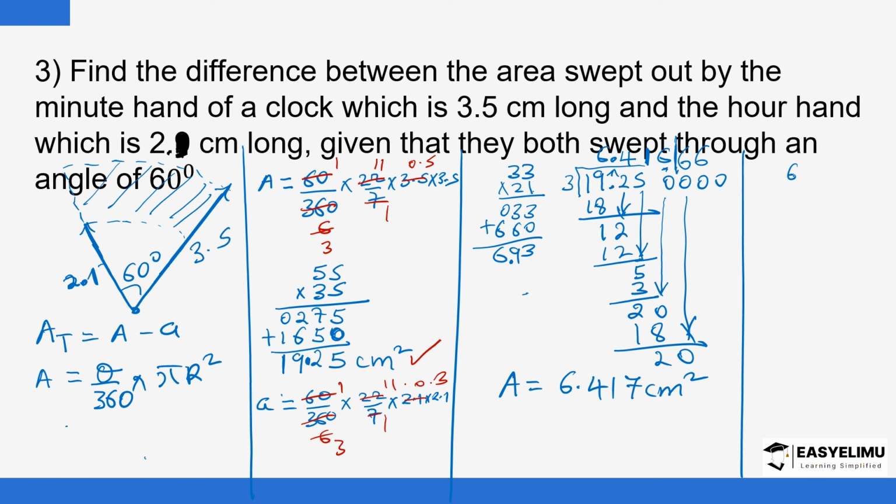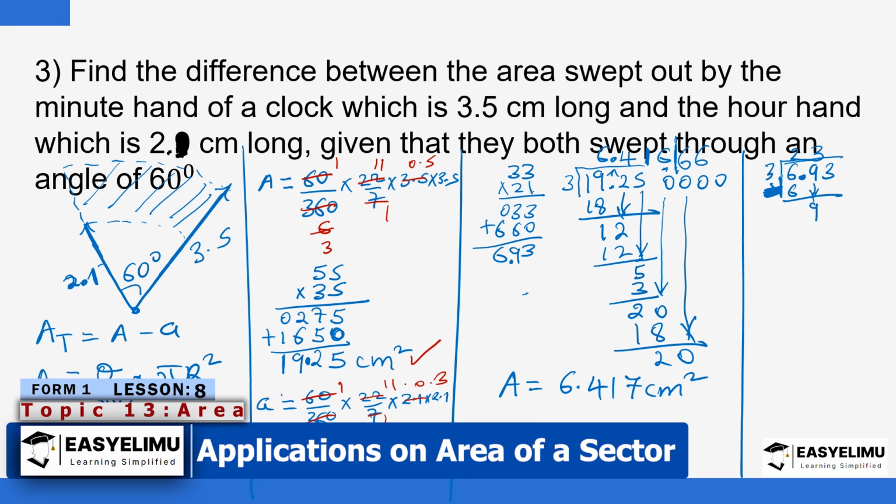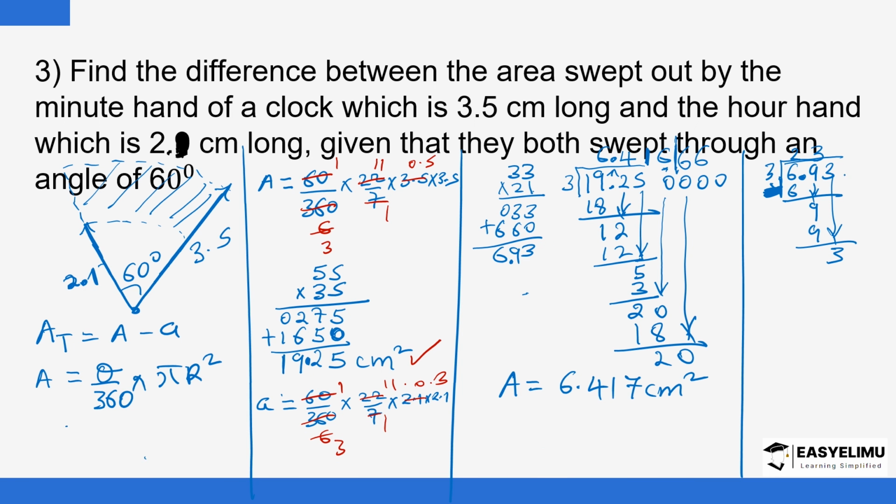So again 6.93. We divide it by 3. So 3 goes into 6 2 times, 2 by 3 is 6. So we just drop 9. 3 goes into 9 3 times. 3 by 3 is 9. 3 goes into 3 once. So that is exactly 2.31. So small a is 2.31.